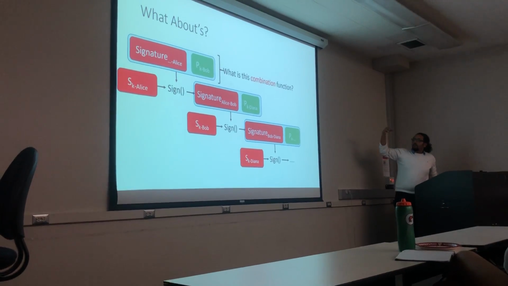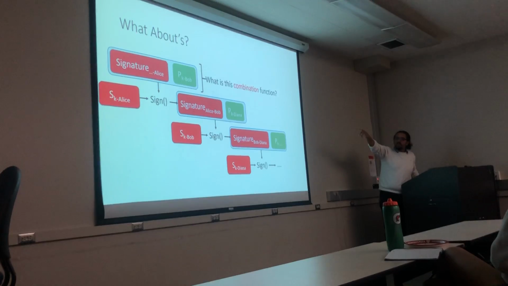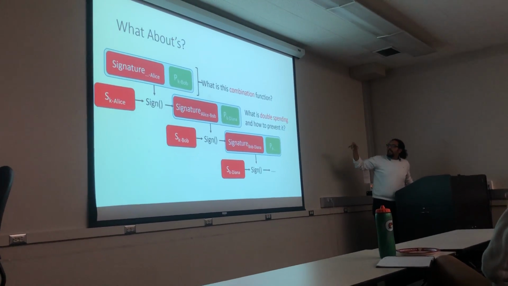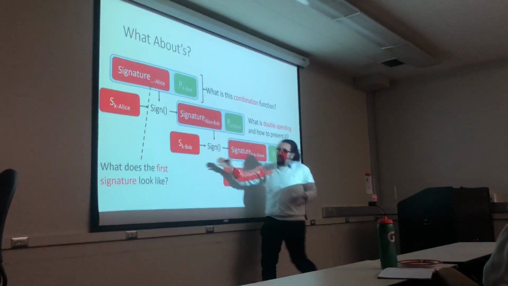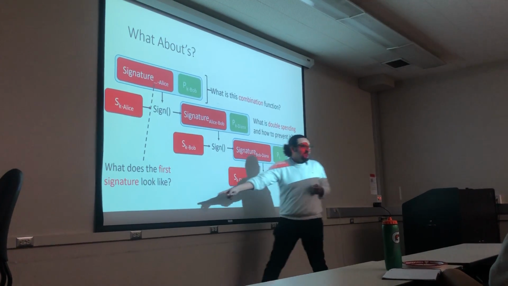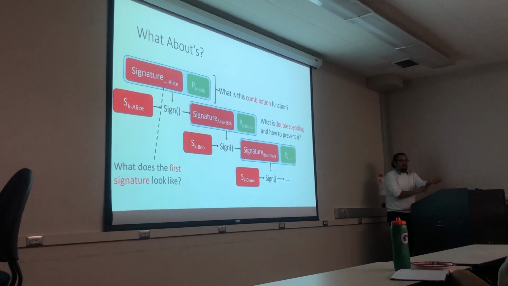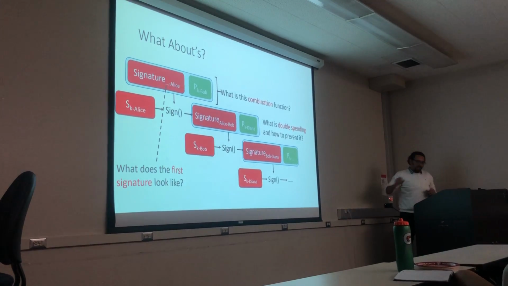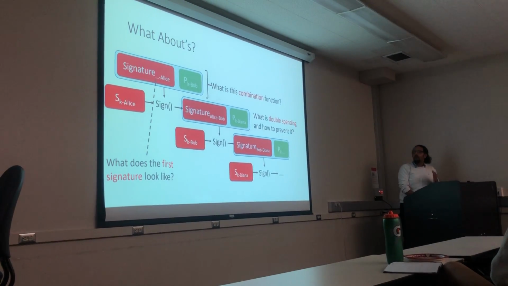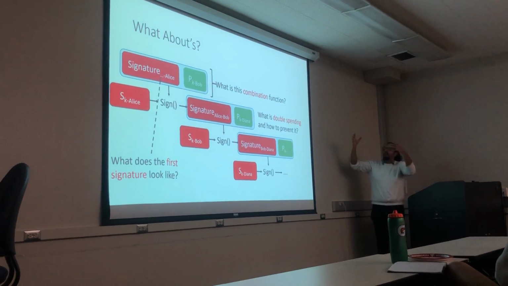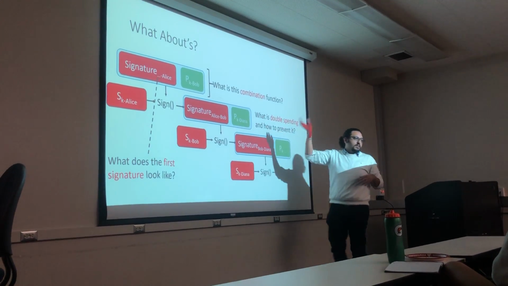So far, we didn't say anything about how we would combine the previous signature and the public key. We didn't say anything about double spending, and we didn't say what the first signature looks like. That's your question, right? Yeah. Very good question. We're going to talk about that while we explain the details. But so far, so good? Okay, let's take them one by one. What's the combination function? How would I combine these two, the signature and the public key of the destination?